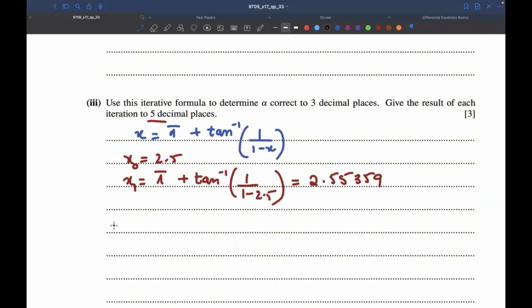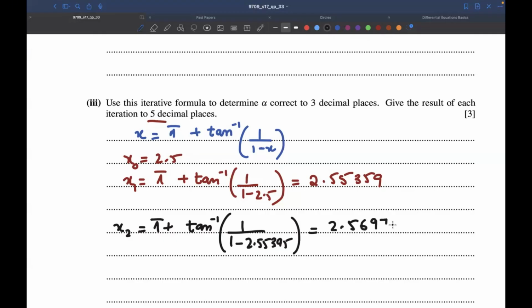So the next value will be pi plus tan inverse of 1 upon 1 minus, and we'll substitute this whole value. I will not write the whole thing, but in the calculator I will substitute the whole thing. So this will become 1 minus 2.55359, 1 divided by answer, then shift tan inverse of answer, and then we add pi to the final answer. And we are getting 2.569785. So this should be 2.56979.